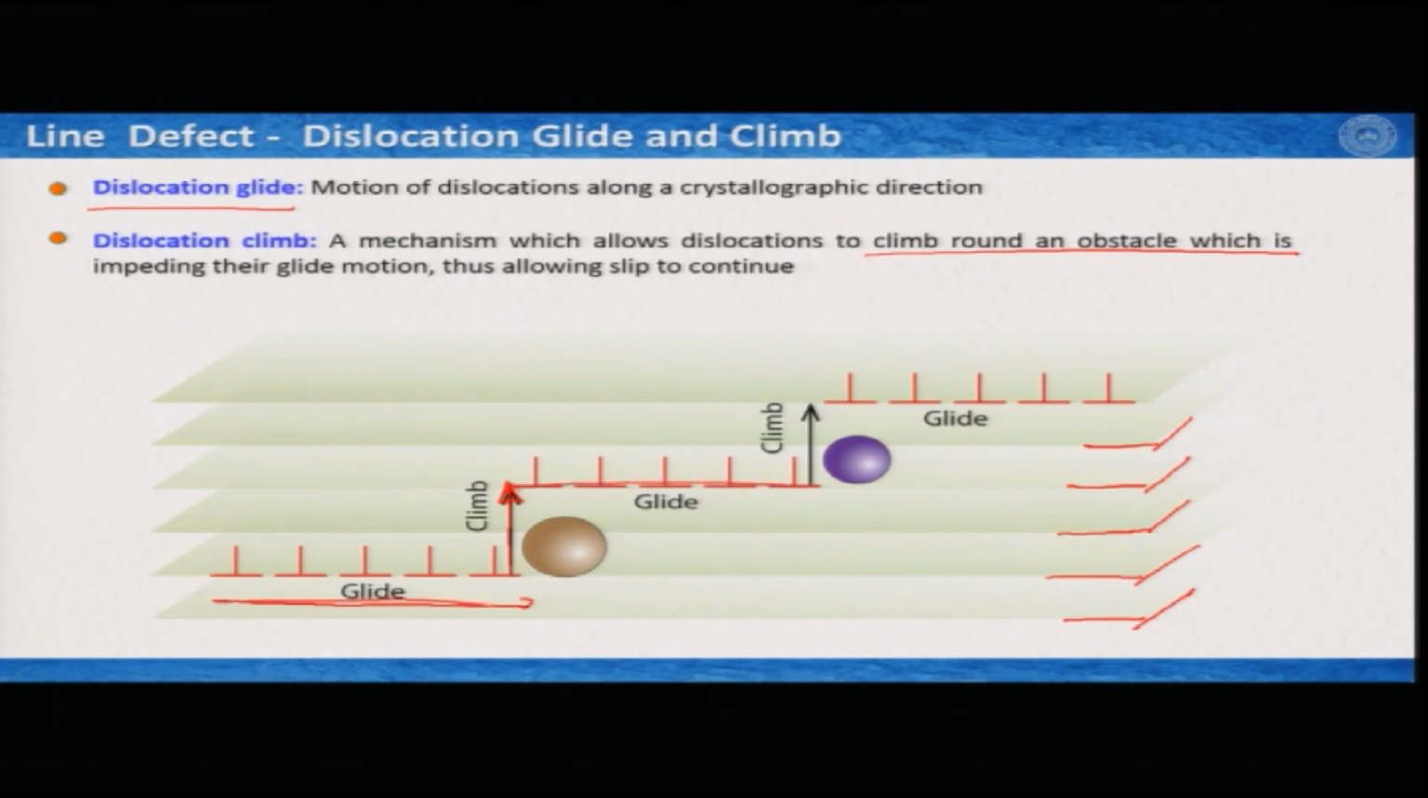So, this is glide, then climb, glide, another obstacle, then again climb, and then it glides again, and this is how it occurs continuously. Now, you clearly understand at this point that glide requires less energy than climb, because it has to climb, so it requires some more energy, and energy can come from various sources, we will learn about it later.